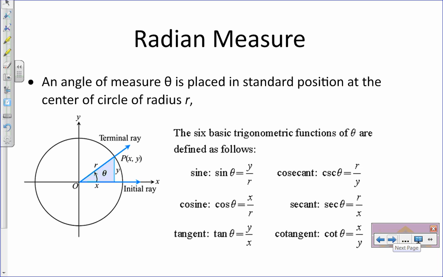Now, using the unit circle, that is where we derive all of our 6 trigonometric functions. And so here's the unit circle. And we know that with the central angle of theta, given a point P on the circle, using the relationships between x, y, and the radius, we will be able to define all of our 6 trigonometric functions.